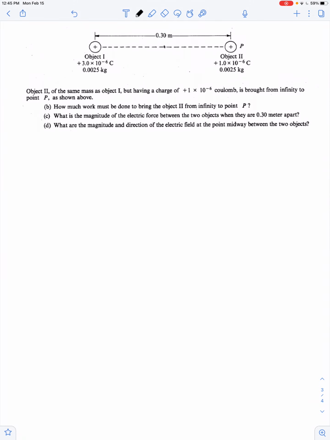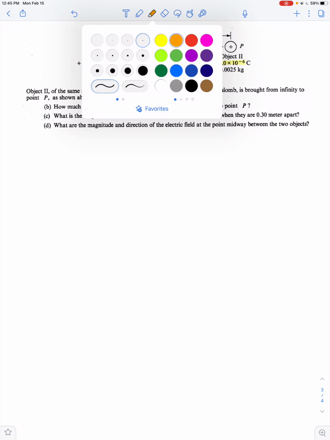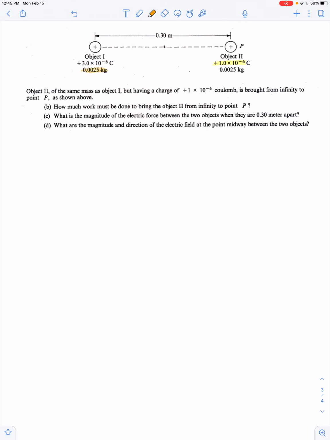Now there's this second object whose mass is the same as the mass of object number 1, but its charge is 1/3 as much. They're both positively charged. How much work was done to bring the second object from infinitely far away to point P? So we say that change in potential energy is equal to negative the work done by the electrostatic force. But this question is asking how much work was done by some external agent or by some external force. So the work done is the same thing as the change in potential energy.